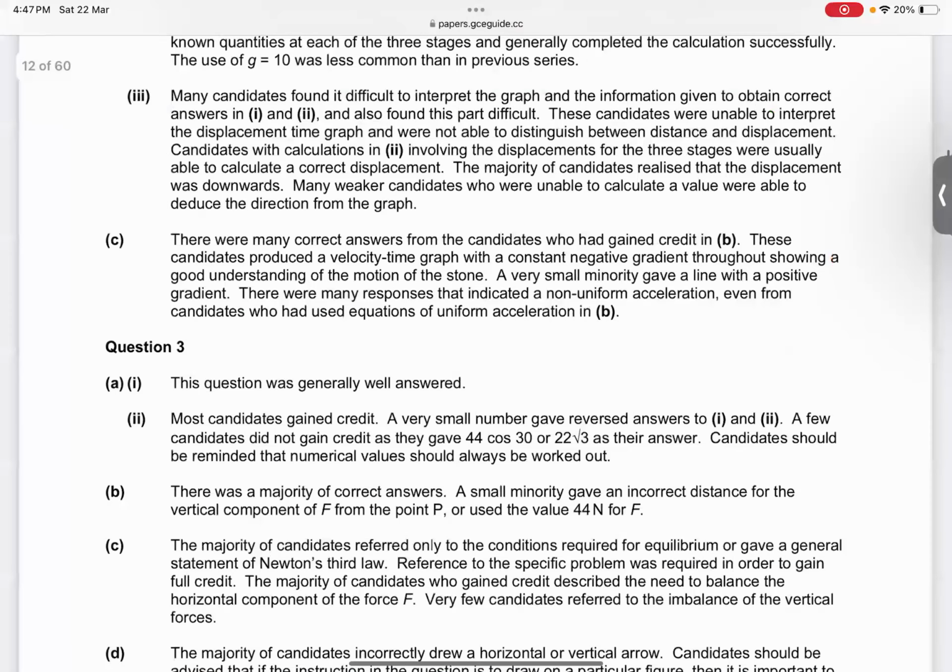चलो आ जाओ. Just there were many correct answers for the candidates who had gained credit in B. These candidates produced a velocity time graph with a constant negative gradient throughout, because we have 9.81, as shown, showing understanding of the motion of the stone.